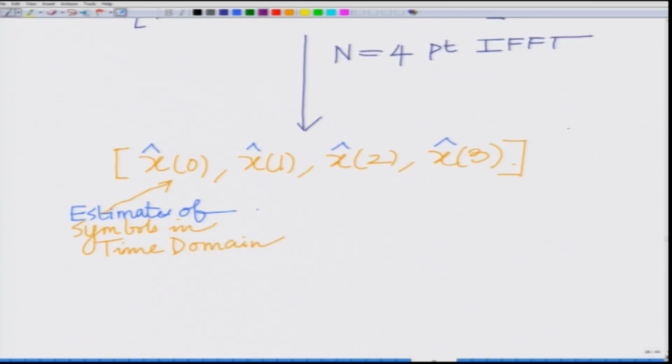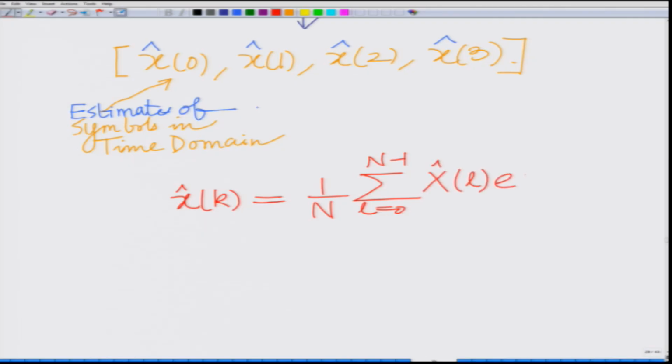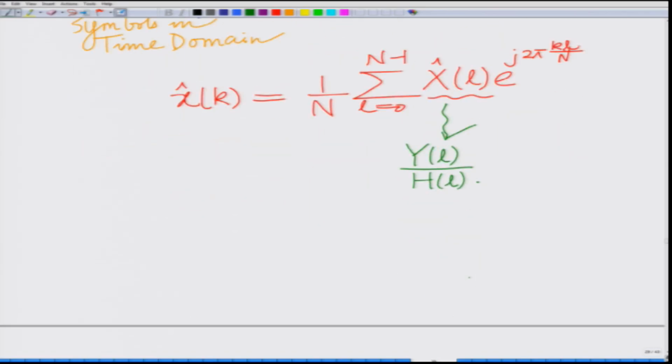And therefore, now naturally what we have is the symbol estimates in the time domain, x hat of k, which is the IFFT of the capital X hat of L e to the power of j 2 pi k L by N. Now we know this X hat of L is basically equal to Y of L divided by H of L. So, which I can substitute now.